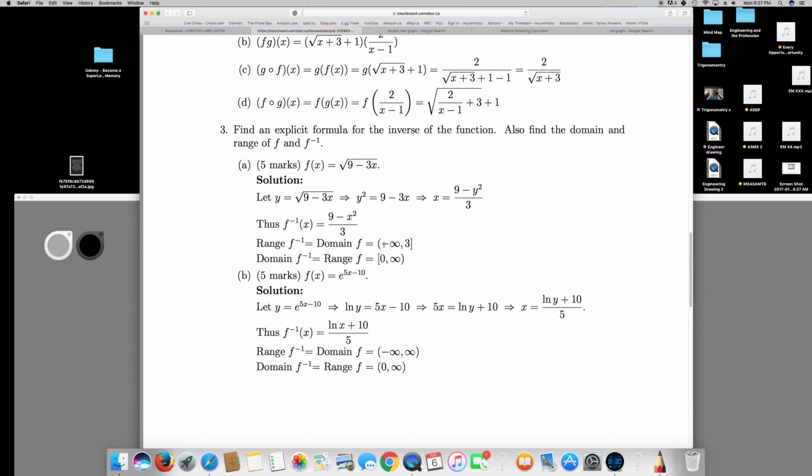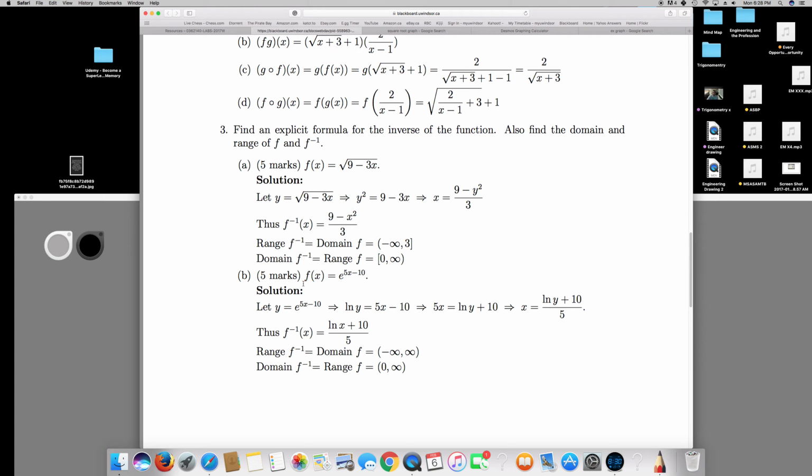In this case, the domain of f inverse is going to be the range of f, and the range of f is going to be the domain of f inverse. So if you find the domain for f and the range for f, you are good to go with the range and domain of f inverse.